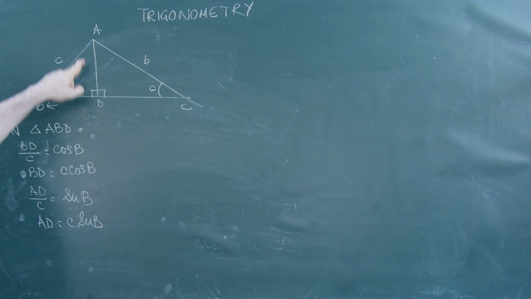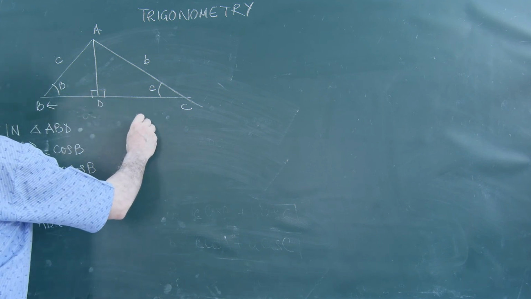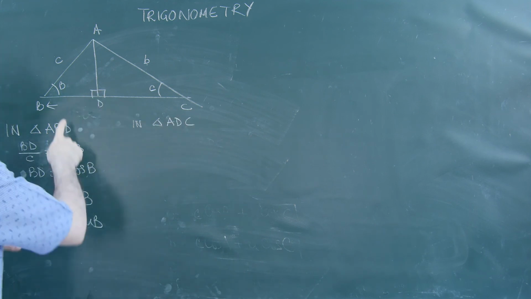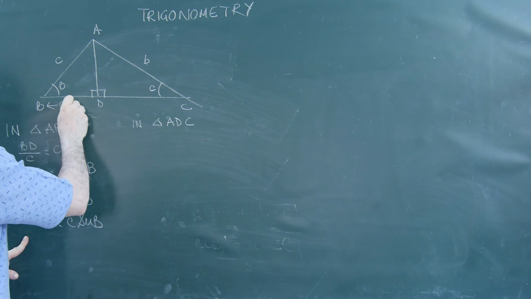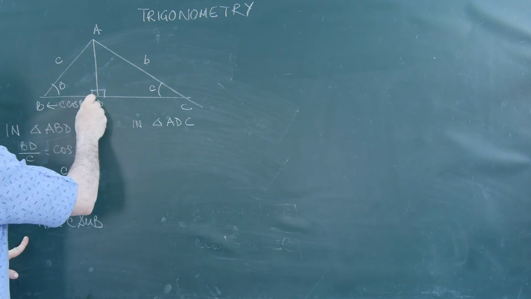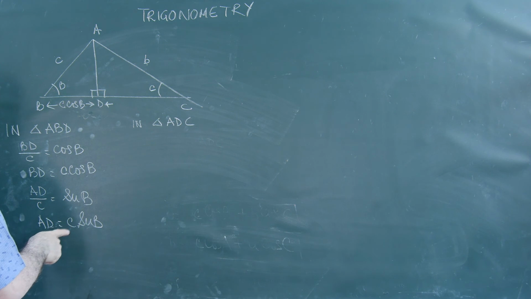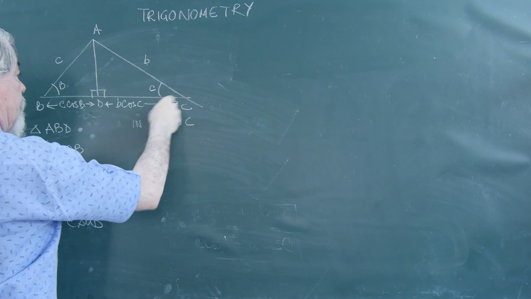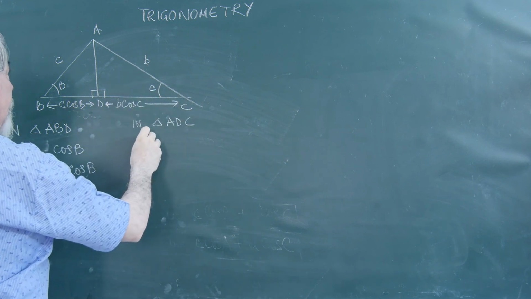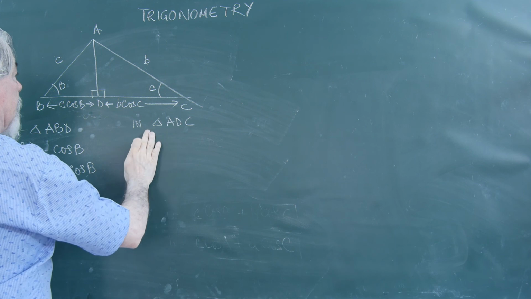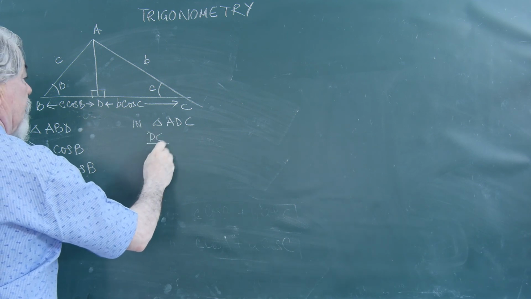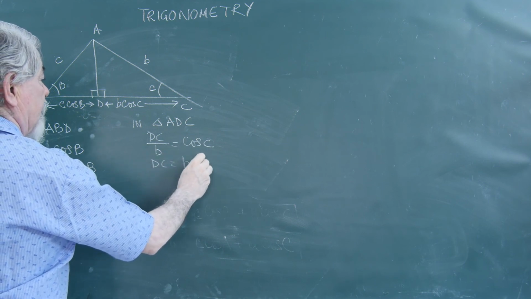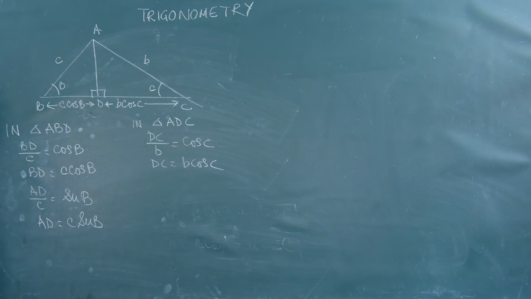Similarly, let us take triangle ADC. In triangle ADC, what will I do? I'll calculate this. This came out to be C cos B, and this will come out to be B cos C. So perpendicular base upon hypotenuse, that is DC upon B, will be cos C. So DC will be B cos C, which I have already written, like we wrote in the projection formula also.